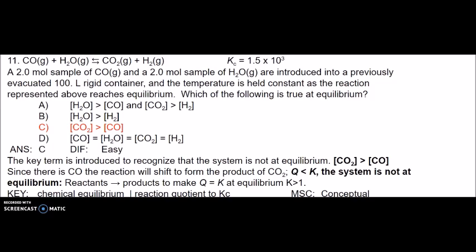The system's not at equilibrium. The reactants, of course, are going to form more products until the Q is equal to K and K is greater than 1. See you on number 12.